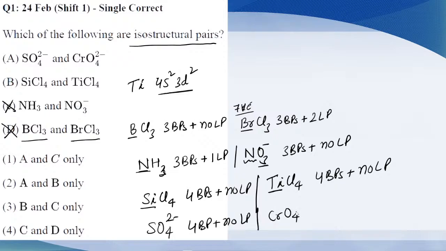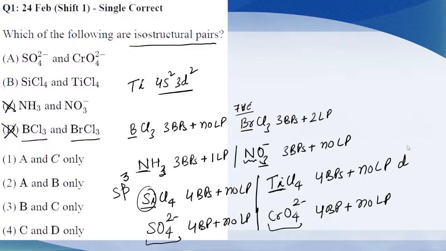In CrO4 2 negative, again 4 bond pairs, no lone pair. But keep in mind, in silicon there is use of only s and p orbitals. Hybridization is sp3. But in titanium, it uses 3d and 1s, so it is d3s. But in SO4 2 negative, again sp3.